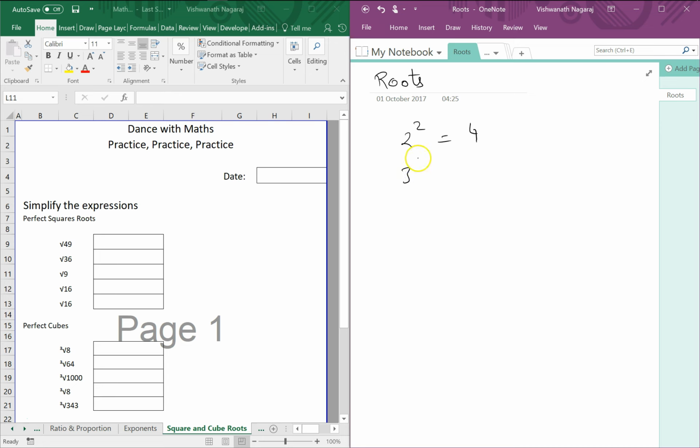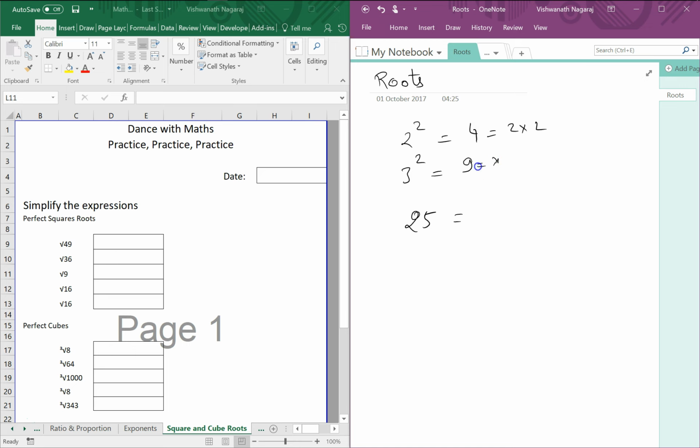Similarly, 3 to the power of 2 is 9. We have been talking of this. But suppose we look at it from the opposite direction. Let's say we have been given a number like 25, right? Remember 4 is 2 into 2. So that means a number multiplied by itself gives you 4.